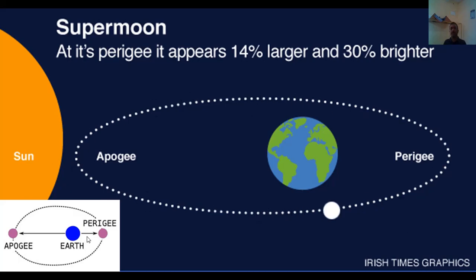Apogee is a point in the orbit where the earth satellite is farthest from the earth, away from the earth, the long distance. These are the 2 points, they are defined like this. At its perigee, it appears larger and brighter. This point is away from the sun, and this point is towards the sun.